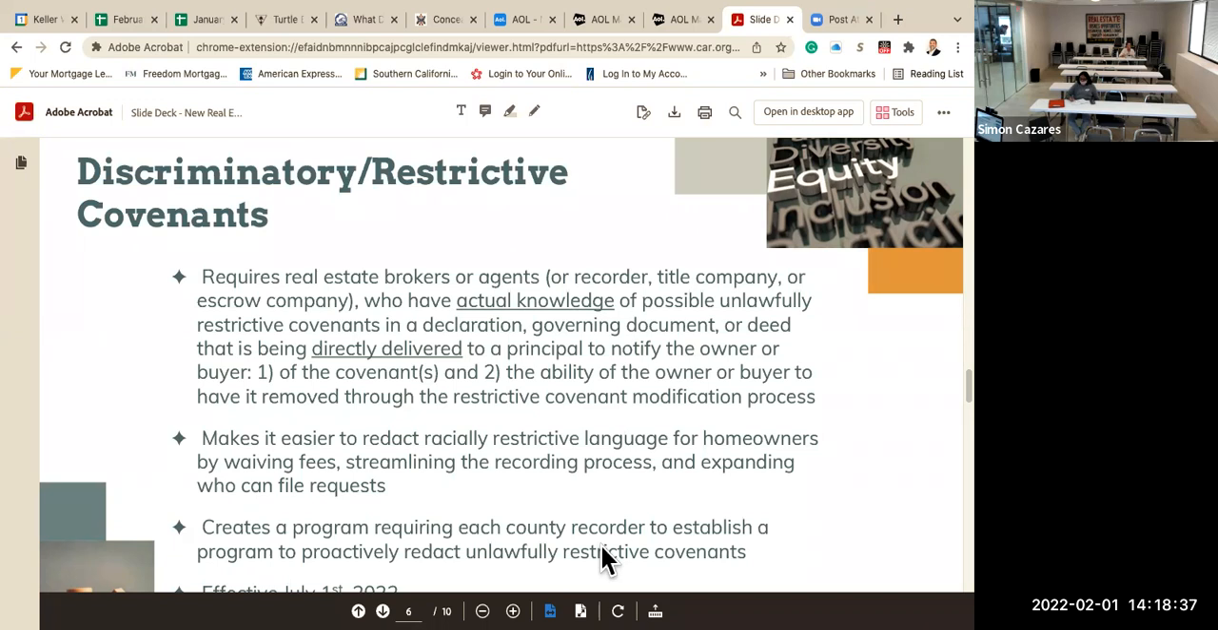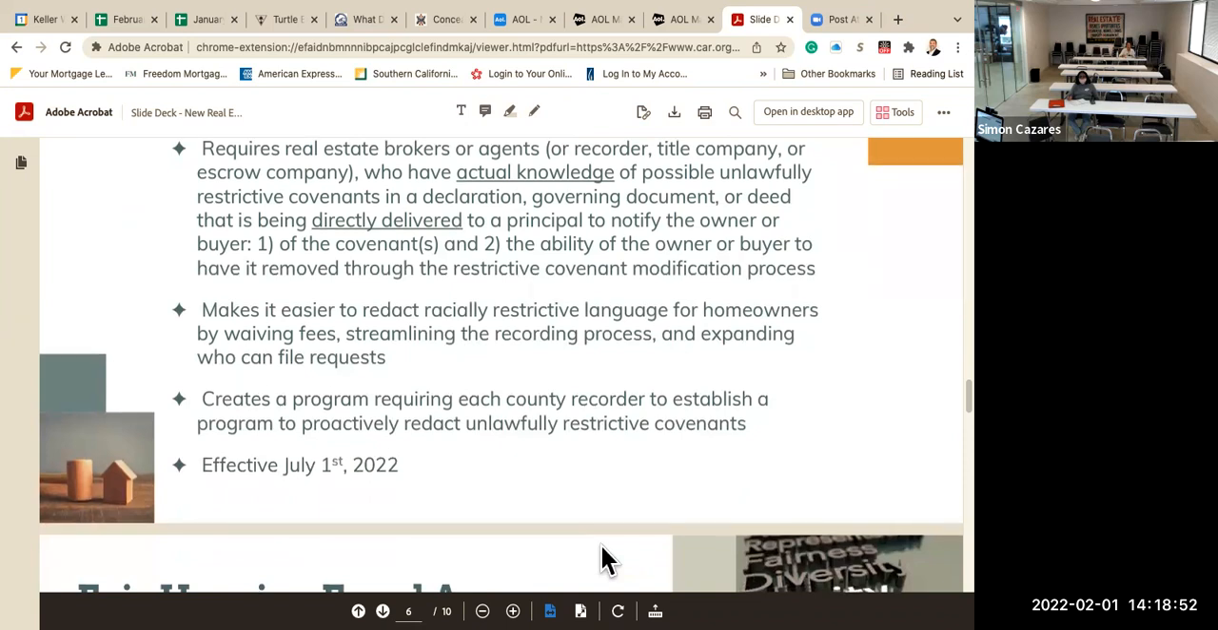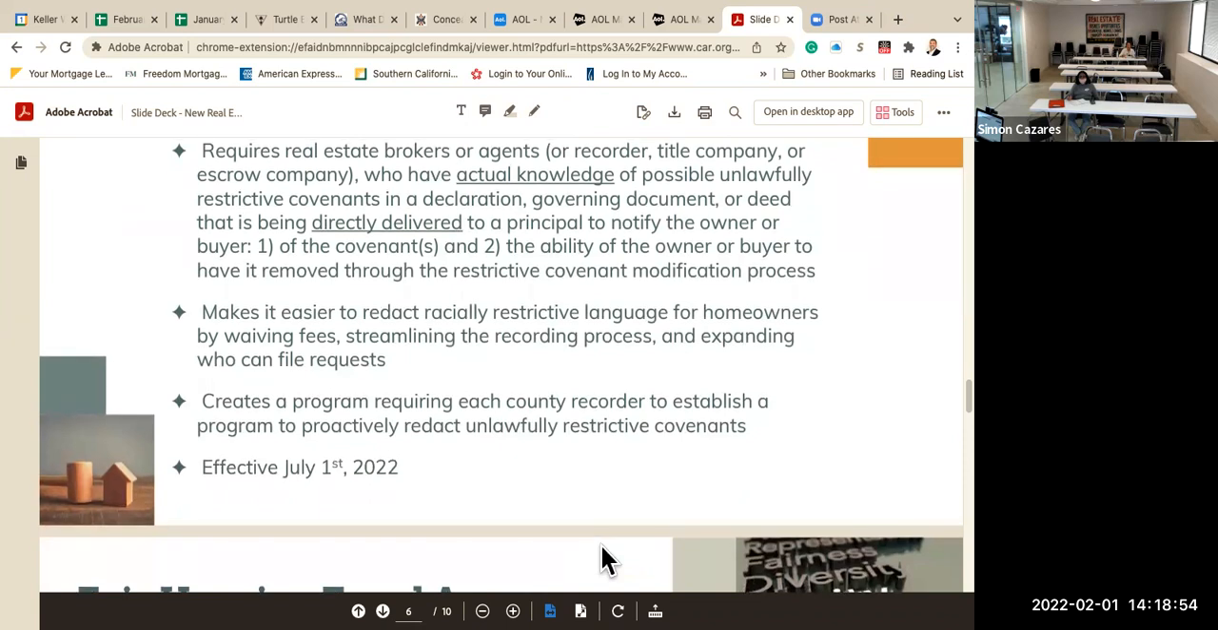2, makes it easier to retract restricted language from homeowners by waiving fees, streamlining the recording process, and expanding who can file requests. Creates a program requiring each county recorder to establish a program to proactively retract unlawful restricted covenants. And that will come into effect as of July 1st of 2022.